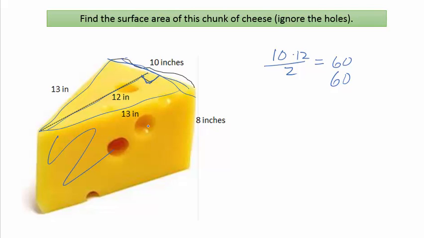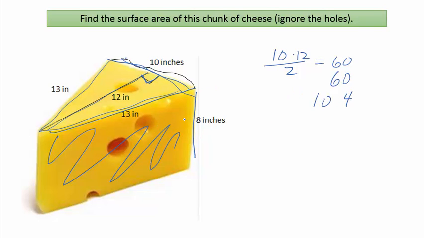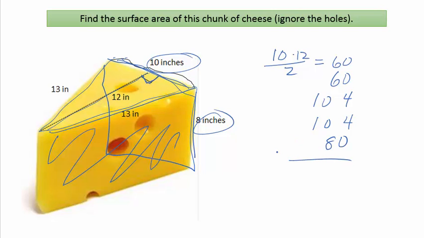And then this side right here is 8 by 13. 8 times 13 I believe is 104. And the side opposite of that is also an 8 by 13 side, which is 104. And then we have a back side to the cheese, which is 10 by 8. We have a back that we can't see back here. That's a 10 by 8 rectangle, which is 80. And then you just add all that up to find the surface area of that cheese.